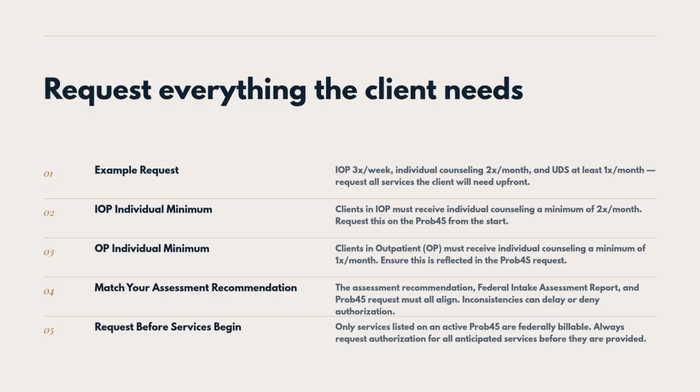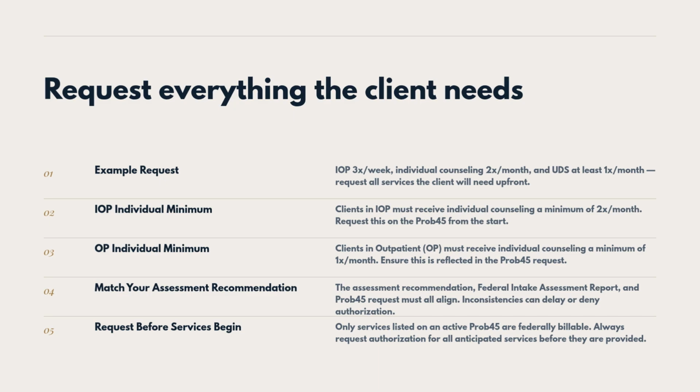When requesting the amendment, be very specific. For example, if you're recommending IOP, your request may include IOP group therapy 3 times per week for 3 hours each group, individual counseling at 1 hour each, twice per month, urine drug screening at least once per month. For IOP clients, request individual counseling at least twice per month. For OP clients, request individual counseling at least once per month. Urine drug screening also needs to be specifically requested.